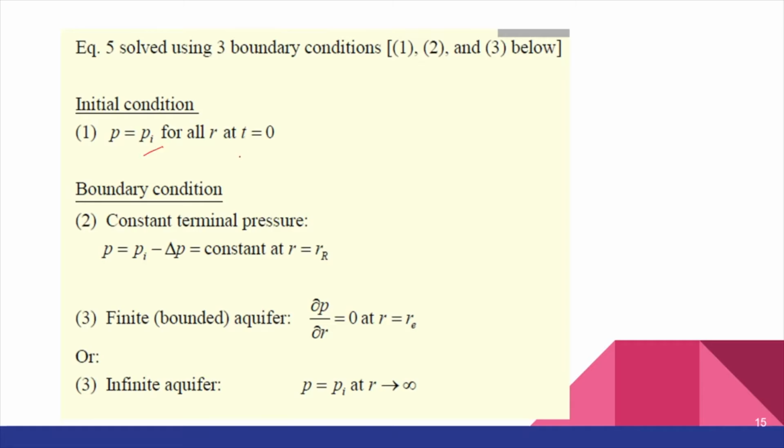So you have the initial condition, which is Pi at all r at t equal to 0. And you also have the boundary conditions. So the boundary is the final value. So P equals Pi minus delta P. So the first value is Pi, and for example, you have delta P here.